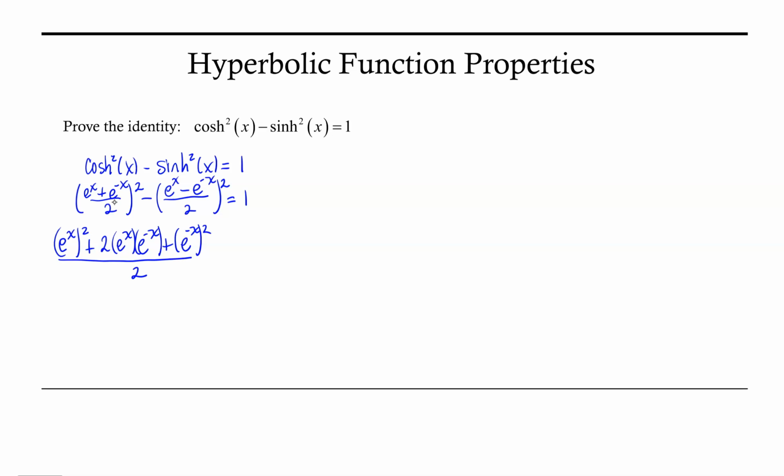all over 2. And doing the same for our second term, so minus, and then we're going to have e to the x squared minus 2 times e to the x times e to the negative x plus e to the negative x squared over 2. Both of these denominators should be 2 squared equals 4.